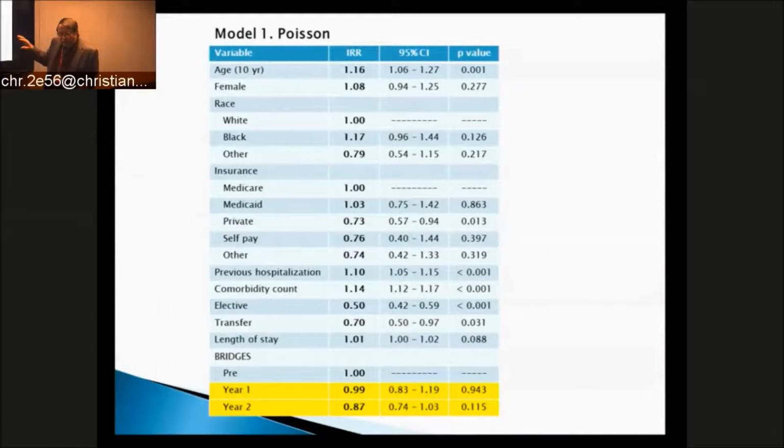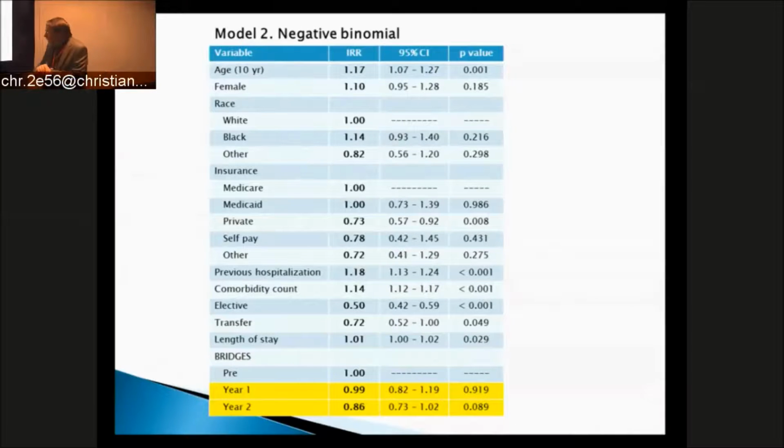I have a question about, if you do this kind of stuff, do you want to set your significance level at 0.05 or should you maybe put 0.1? That's another argument. Okay. Then the negative binomial, we get about the same point estimates here, a 14% decrease in the rate over year 2.